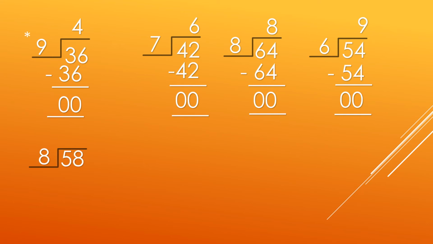Let's try another one, 58 divided by 8. So when you tell your tables, you get 7 8s are 56. So that means we don't have a number in the 8 times table where the answer is 58. So we have 56. So we do 58 minus 56 and the answer is 2. The remainder is 2 and the quotient is 7.